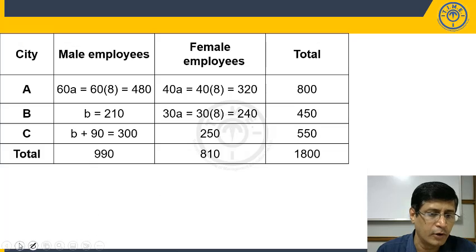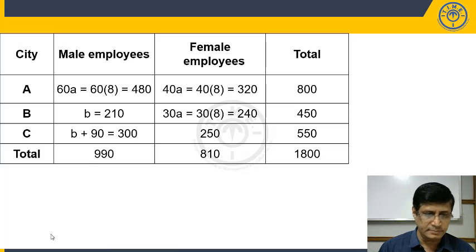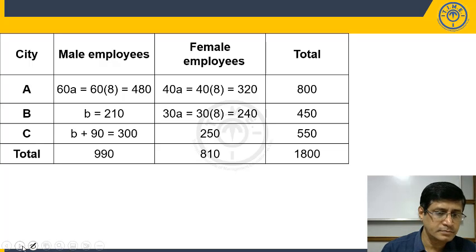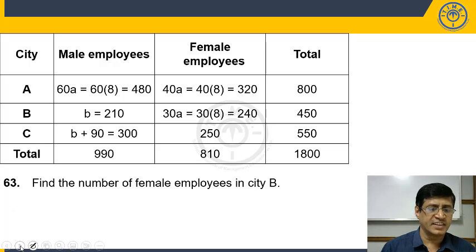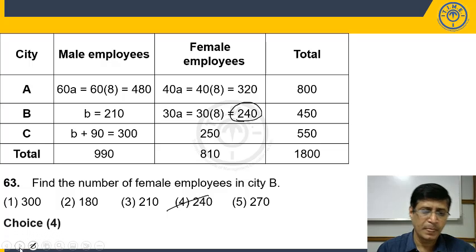Now look at the information here. This is the table. Now look at the first example: find the number of female employees in the city B. So how many are female in the city B? It is 240. So the right choice is option number 4. The fourth choice is the right choice.